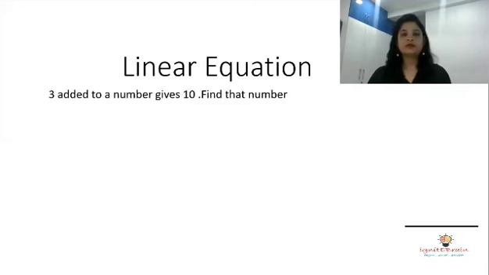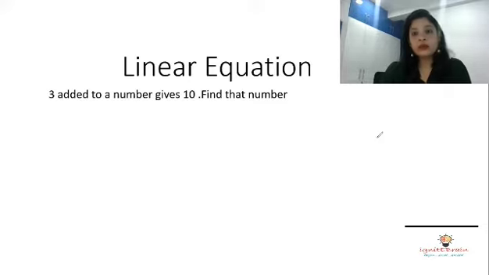Today we are going to learn one important topic of grade 7, that is linear equation. So we are going to discuss linear equation in one variable, two variable, etc. So let's start. Linear equation.